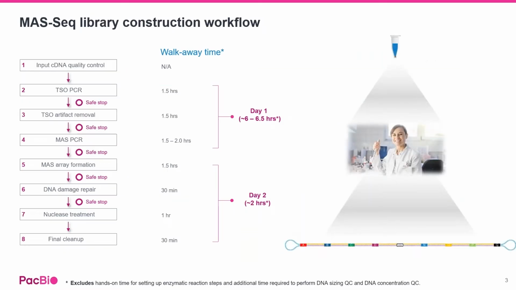The MAS-Seq library construction workflow comprises a total of 8 steps, which can be completed in a duration of 2 days. This slide lists the walkaway time for each step, which comprises a total of 6 to 6.5 hours on day 1 and 2 hours on day 2. There are several safe stop points throughout the procedure, so if the user wants, they can stop earlier on day 1 and continue with the subsequent steps on day 2. Now I'll go through each step of the workflow in the next slides.